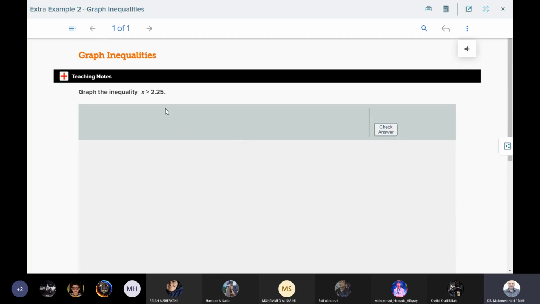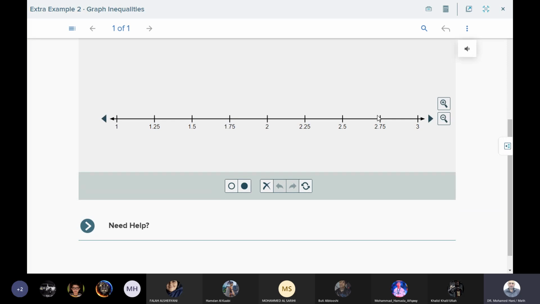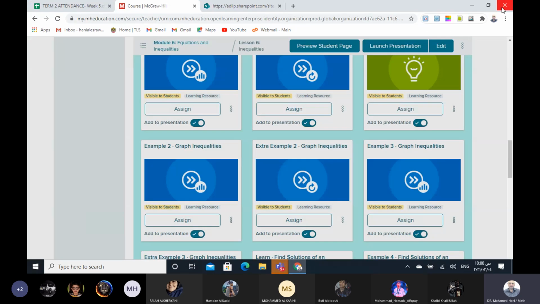Then go back to the inequality here. We have x greater than. What's the meaning of greater than? Go to the positive side. Greater than, go to the right side. So we choose this circle, then go to the right side. So this is the graph, and this is the solution. The solution is from 2.25, but 2.25 is not included here, and the solution is greater than 2.25. This is the graph of the inequality.